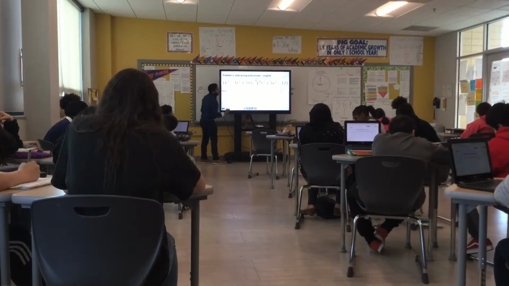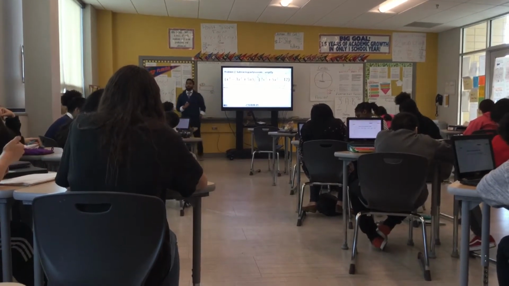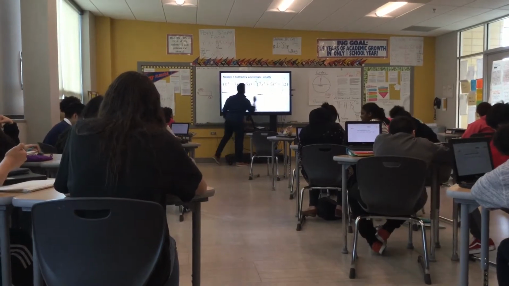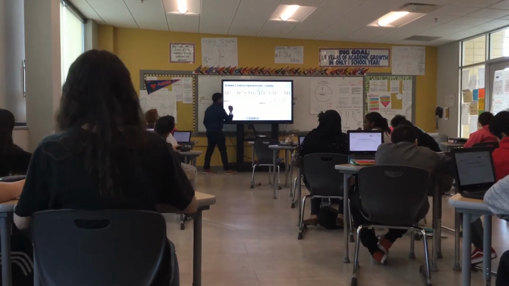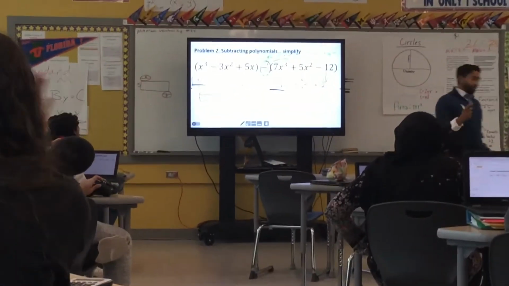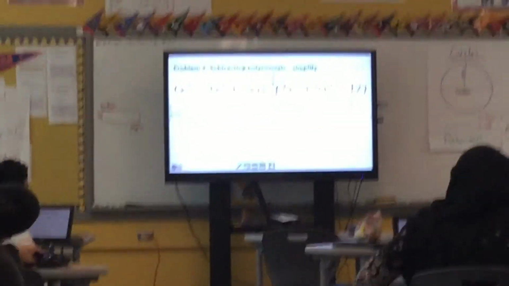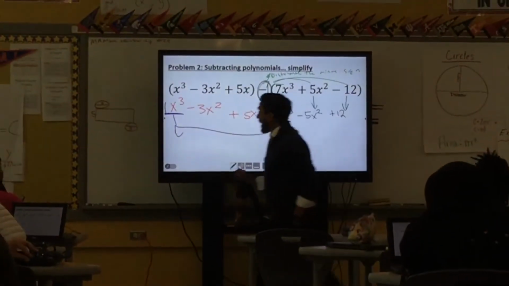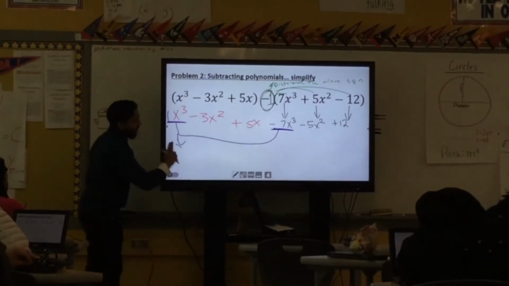1x cubed goes with what, Joe? Negative 7x cubed. They go together for 2 reasons. What are those reasons? Let's hear from somebody new. Delia, what are those reasons? Same exponent and same variable. A little louder, please. Same exponent and variable. Same exponent, 3, same variable, x.